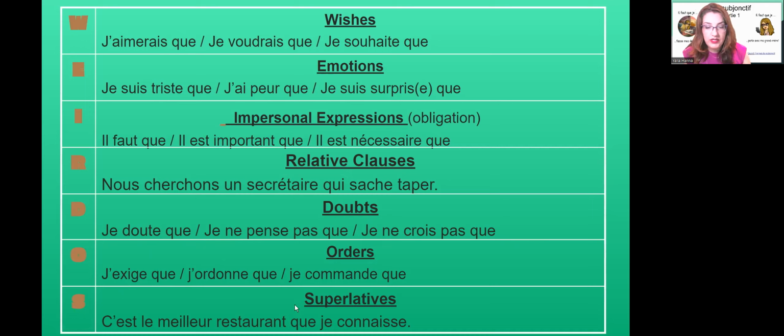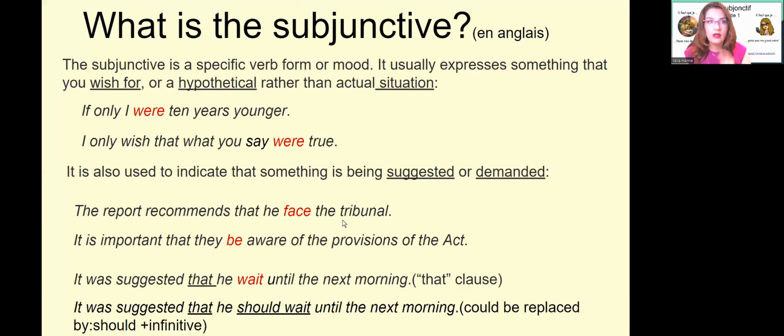The S also stands for superlatif or superlatives. C'est le meilleur restaurant que je connaisse. This is the best restaurant that I know. So je connaisse is the subjunctive of connaître because it followed the superlative le meilleur que. So here are some more examples of the subjunctive, and then we'll talk about how to form the subjunctive.